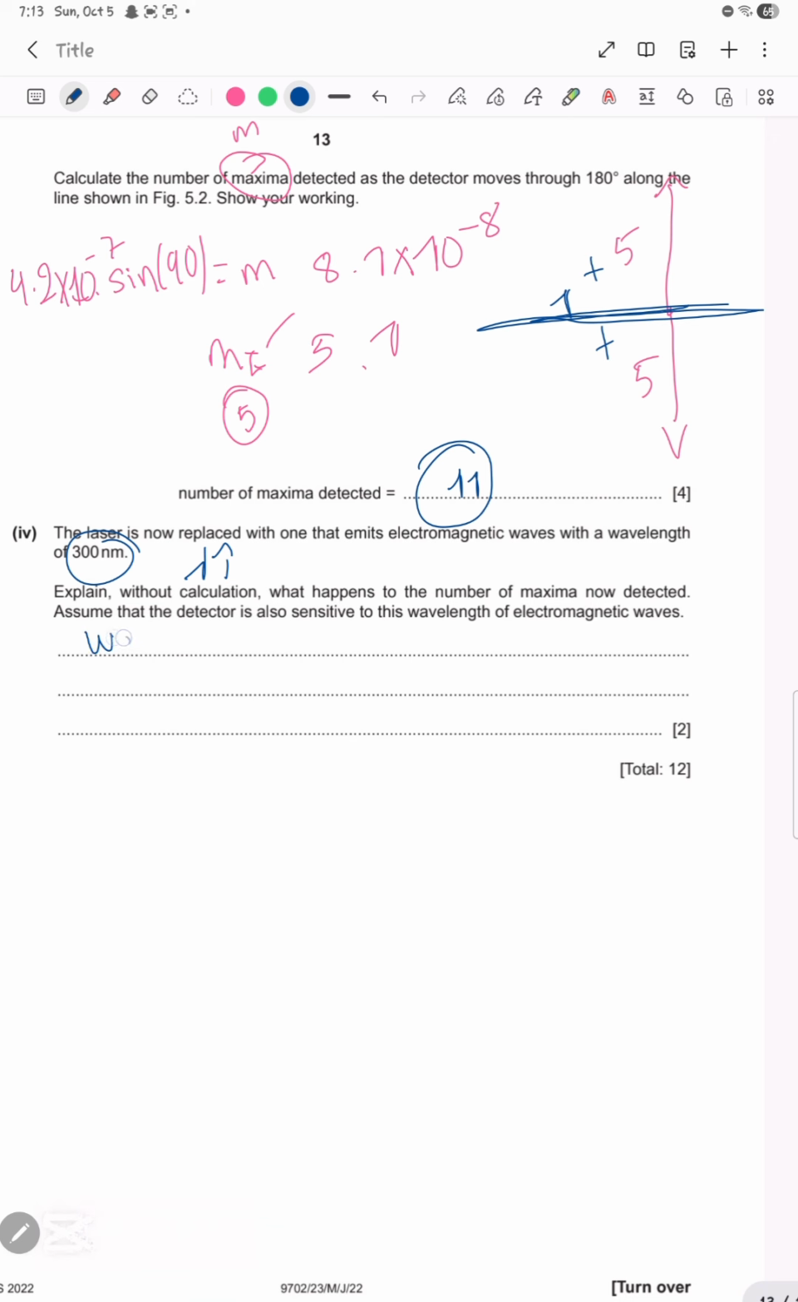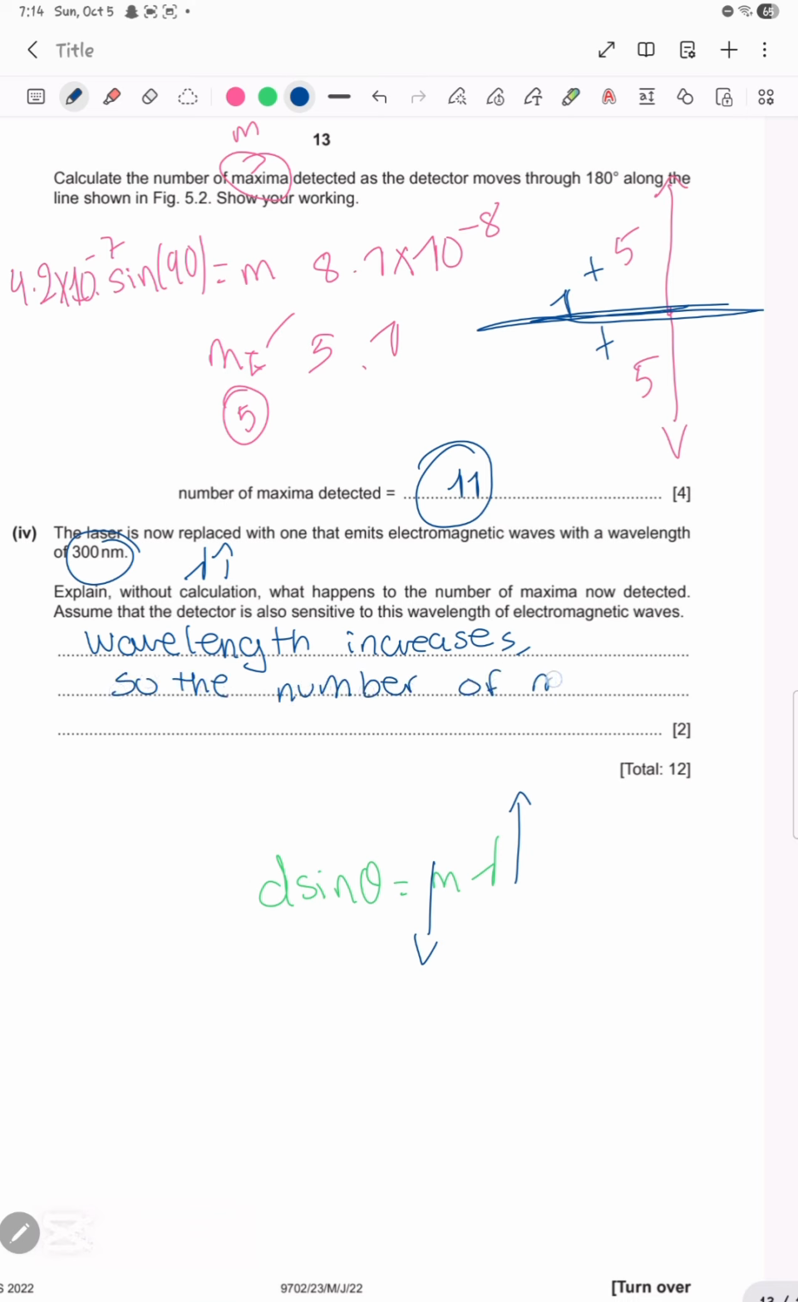So we know that the wavelength increases. Based on the proportionality rule, d sine theta equals m lambda. m and lambda are on the same side of the equation. So as lambda increases, m is going to decrease. So the number of maxima will decrease. So this is it for this past paper.